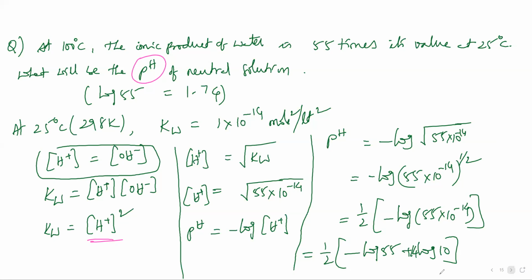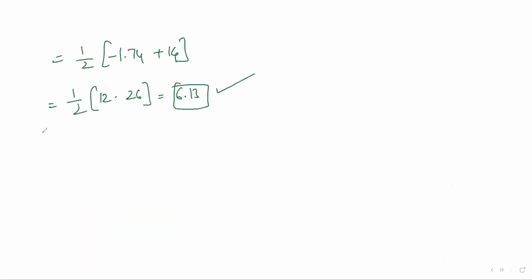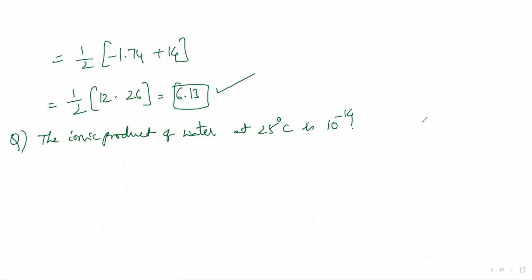One simple question. One more question. The ionic product of water at 25 degrees Celsius is 10 power minus 14. Another question. Its ionic product at 90 degrees Celsius will be.